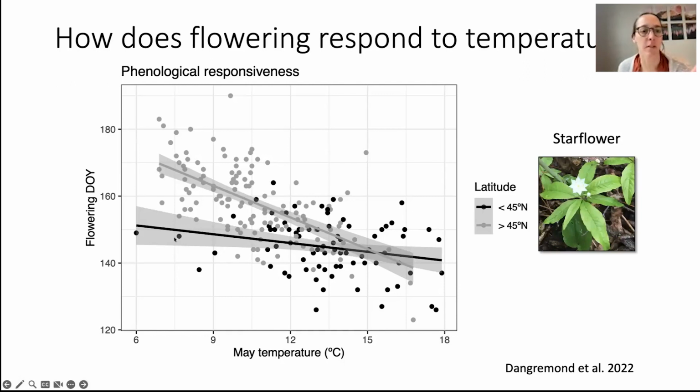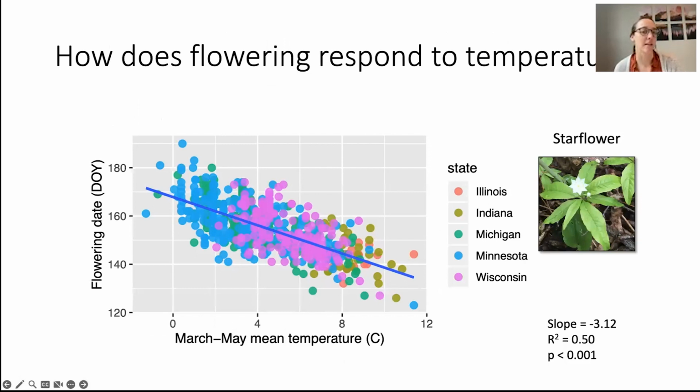Okay, so the dark line here is less than 45 degrees. The lighter gray is north of that. I'm going to show you a prettier version of this graph broken up by state on the next slide. So instead of breaking it up by latitude, we'll look at states. Illinois is this kind of orangey red color. There's not a lot of individuals from Illinois, but they're there. Then we've got Indiana as a yellowish green. Michigan is green, which really spans the temperature window. Minnesota as blue, and then Wisconsin as purple.